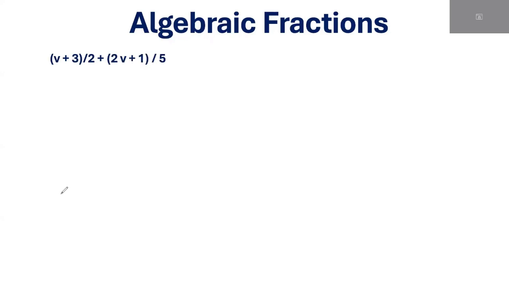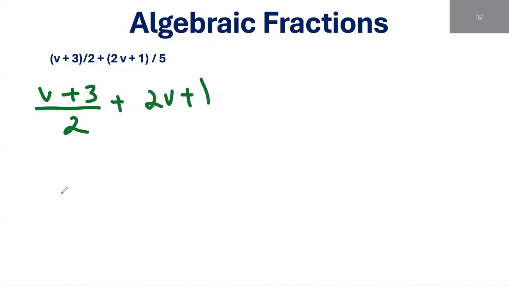(v plus 3) divided by 2 plus (2v plus 1) divided by 5. Let's try to solve it. (v plus 3) upon 2, (2v plus 1) upon 5.